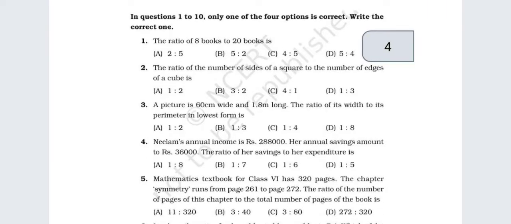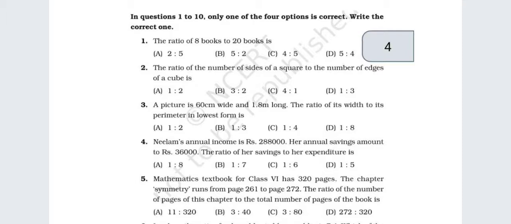So, here I am today with some of the sums from the chapter Ratio and Proportion. So, let's do it. In the first sum, it is written the ratio of 8 books to 20 books is. This is a very easy sum and the very basic problem of this.